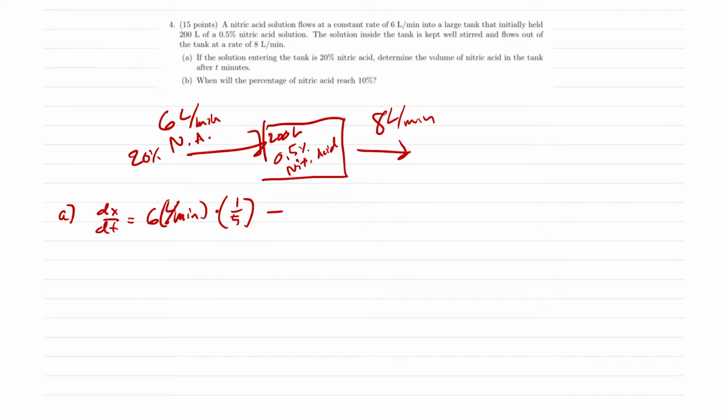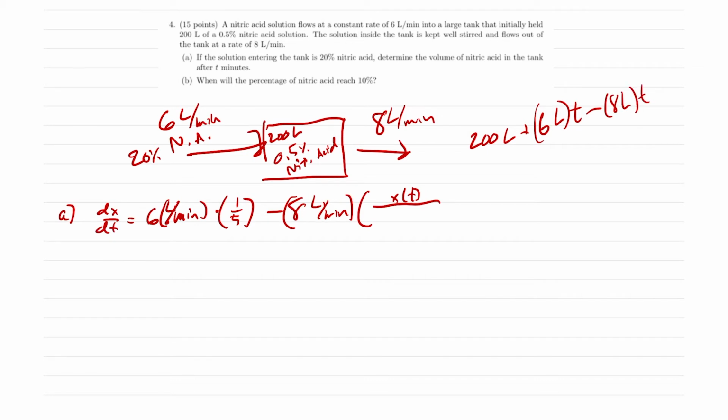So we have 8 liters per minute going out of whatever's in there. And so this is going to be the volume of nitric acid divided by the total volume of the system. But the total volume of the system is actually changing. So this is going to be, starts at 200 liters. Then every minute we're adding 6 liters, times t, and then we're subtracting 8 liters per minute times t. So ultimately we get 200 minus 2t here.